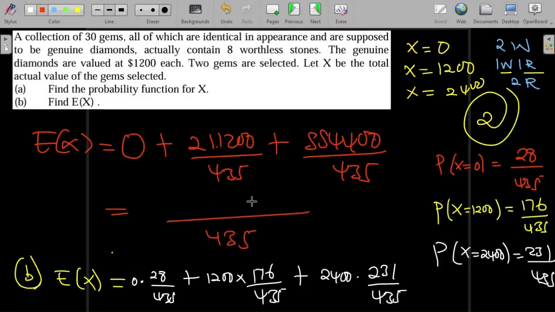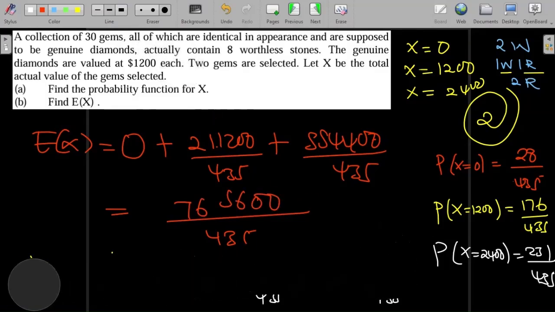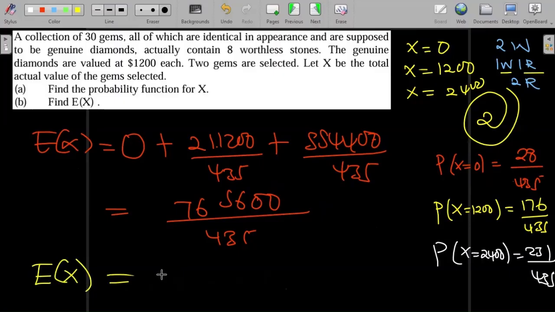So this plus this, my calculator says 765600. Okay, and then from there, you can just divide to find your expected value. So the expected value, or the average, will just be equal to 1760. Okay, so this is the expected value of x, or the average price. So you can say the average value of those gems that you have would just be $1,760.